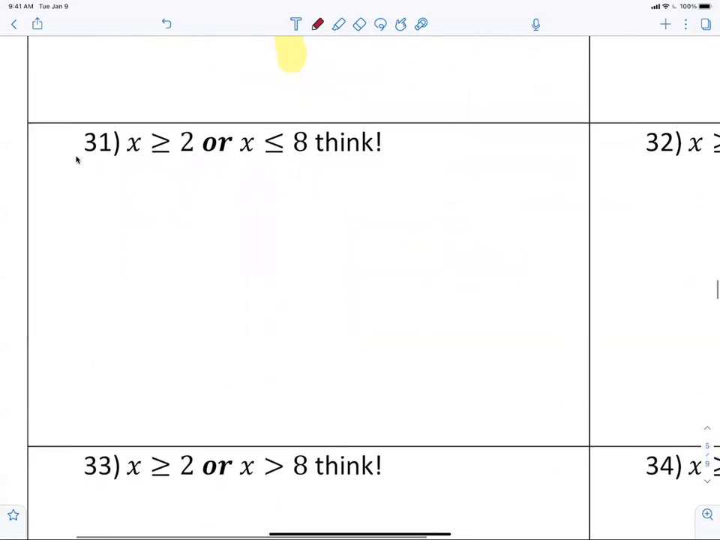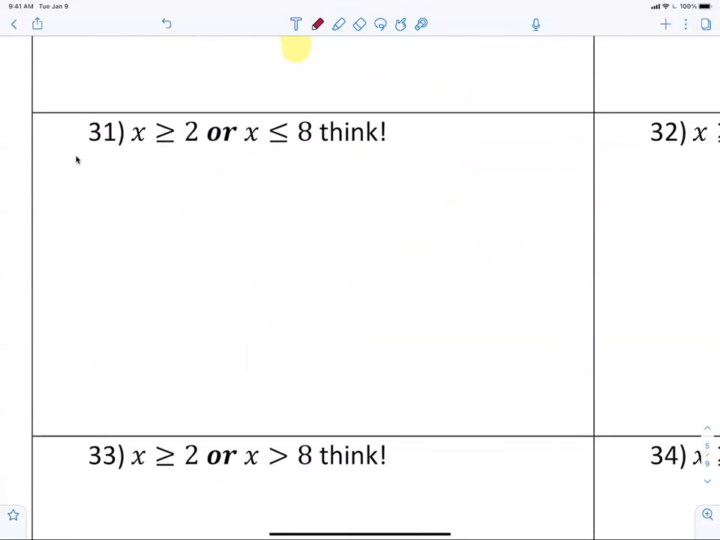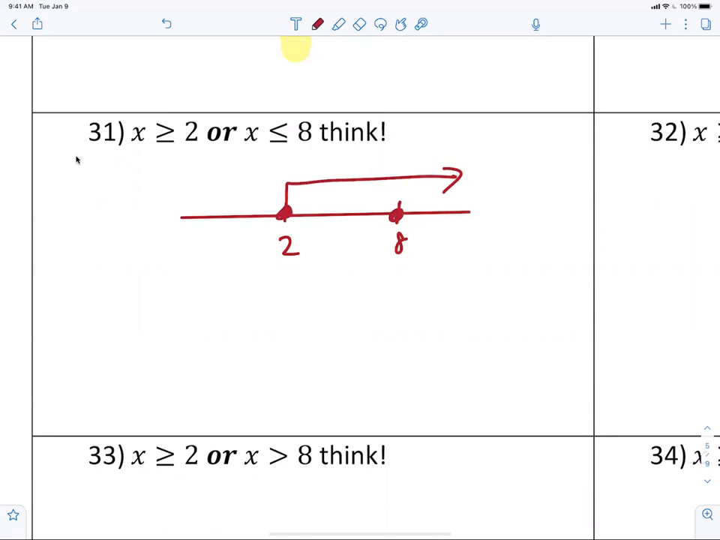Okay, 31. If x is greater than or equal to 2, or x is less than or equal to 8, all real numbers. Nice, if you can see that. Is everybody okay with that? Because they overlap. If you're not sure, to me it was easier to make a number line when I was first doing this. Greater than or equal to 2, less than or equal to 8.